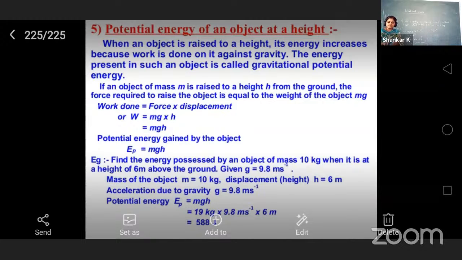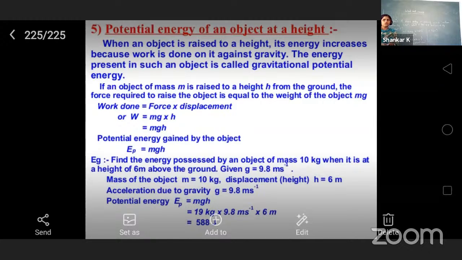If it is a very heavy object, we cannot raise it to a very great height. We can raise it only to a smaller height.